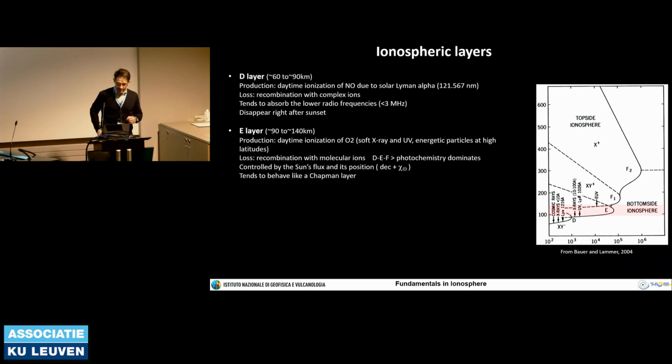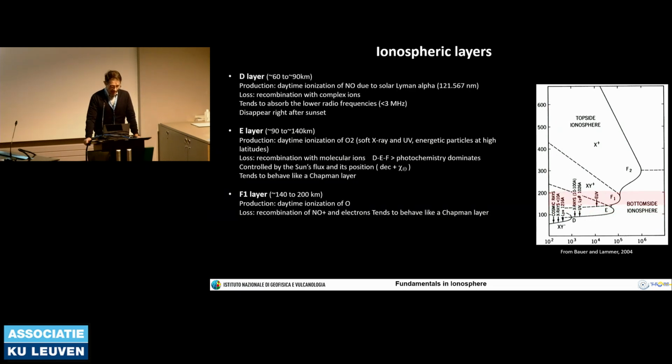Then there is the E layer from about 90 to 140, 150 kilometers. The production mechanism is the daytime ionization of O2 and the particle precipitation in the high latitude sector. If you remember, the penetration of the particle precipitation was at a maximum at about 150 kilometers. The loss is through recombination with molecular ions, and it's strongly driven by the solar zenith angle, as I mentioned in the Chapman layer. In fact, it actually behaves quite nicely as a Chapman layer.